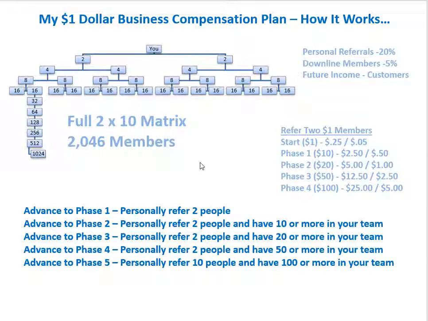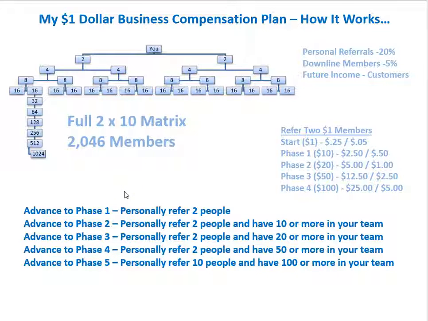So let's talk about how you progress through the system. If you come into the business at $1, you go out and you sponsor 2 people. Now you can only move up 1 phase per week. That is the most anyone can advance. So you see we have 5 levels here. The $1 level, which you don't see right here, and then phase 1, 2, 3, 4, and 5.